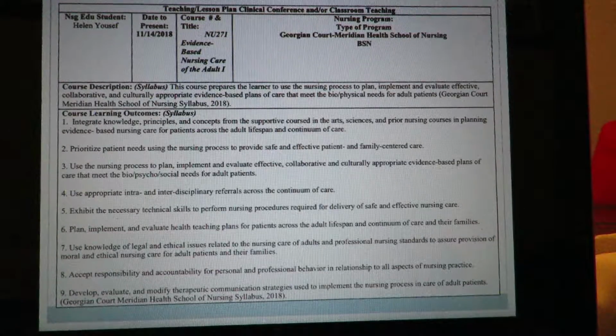The students are learning to plan, implement, and evaluate health teaching plans for patients across the adult lifespan. They're using knowledge of the legal and ethical issues related to the nursing care of adults and professional nursing standards to assure provision of moral and ethical nursing care of their adult patients and families. They're accepting responsibility and accountability for personal and professional behavior, and they're developing, evaluating, and modifying therapeutic communication strategies used to implement the nursing process in care of adult patients.